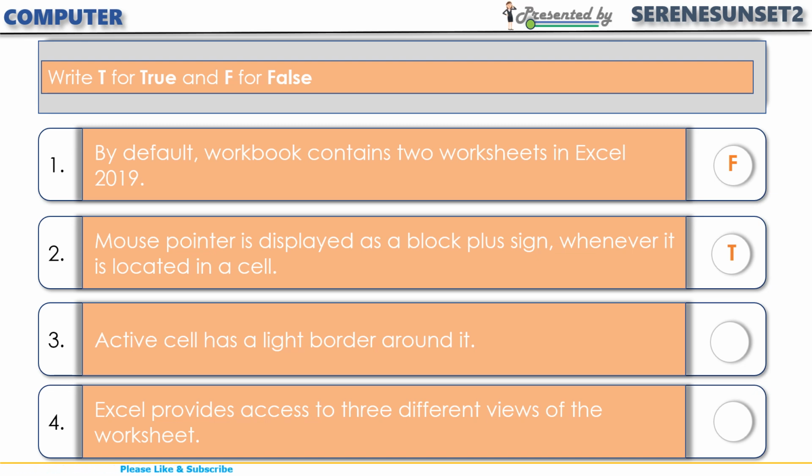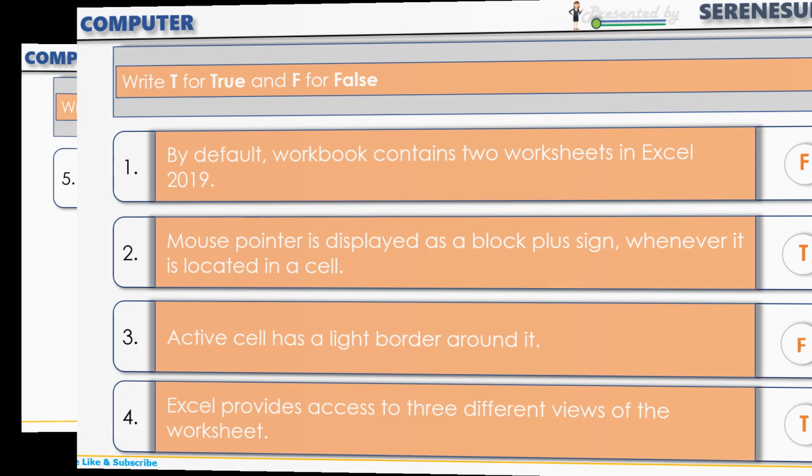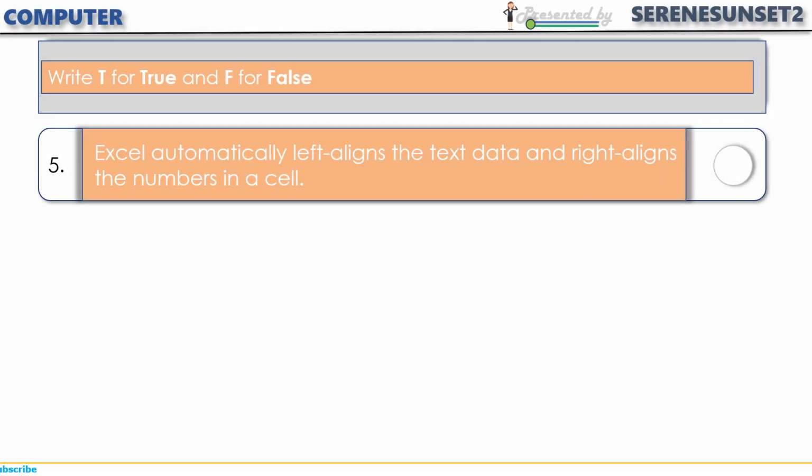Third, active cell has light border around it. Answer: false. Fourth, Excel provides access to 3 different views of the worksheet. Answer: true. Fifth, Excel automatically left aligns the text data and right aligns the number in the cell. Answer: true.